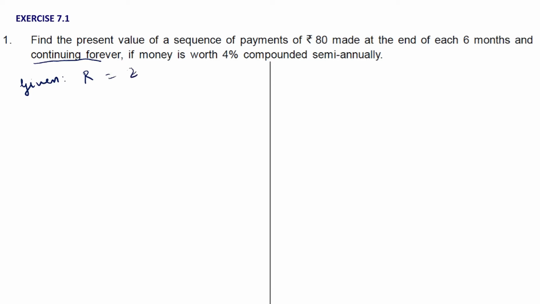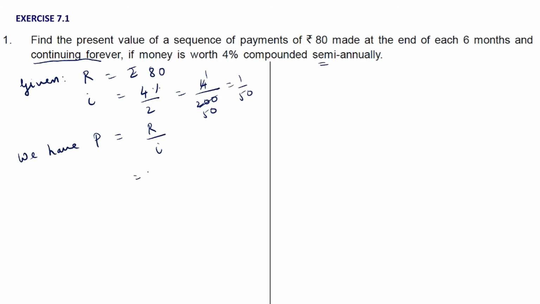So first let us write what is given. The periodic payment R is rupees 80, and the rate per period I is 4%. It is compounded semi-annually, so divided by 2. So this is 4 by 200, or it is 1 by 50. So we have the present value of perpetuity P is equal to R by I. It is 80 upon 1 by 50, which is 80 into 50, that is 4000. Therefore, P equals rupees 4000.